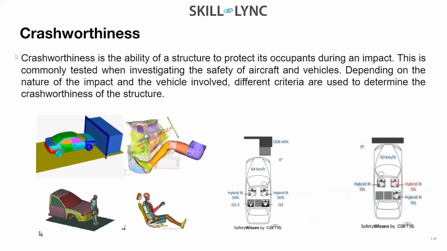Then, an overview of crashworthiness. What is crashworthiness? As I explained, crashworthiness is the ability of a structure to protect its occupants during an impact. This is commonly tested when investigating the safety of aircraft and vehicles.